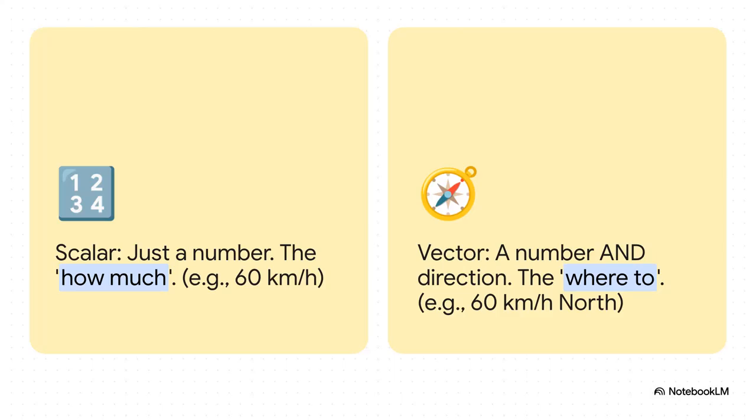And this simple idea gets us to the core difference. That first number, 60 kilometers per hour, is what we call a scalar. It's just a number, a how much. But that second description, 60 kilometers per hour north, well, that's a vector. It's got the number, the magnitude, and the direction. It tells you the whole story.